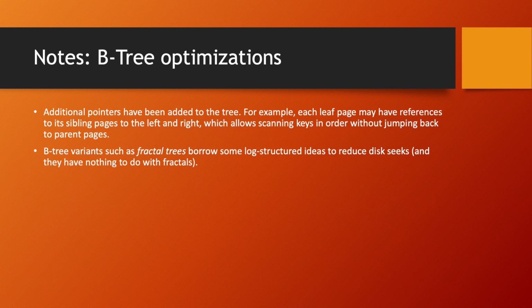Additional pointers have been added to the tree. For example, each leaf page may have references to its sibling pages to the left and to the right, which allows scanning keys in order without jumping back to parent pages. B-tree variants such as fractal trees borrow some log-structured ideas to reduce disk seeks, and they have nothing to do with fractals.